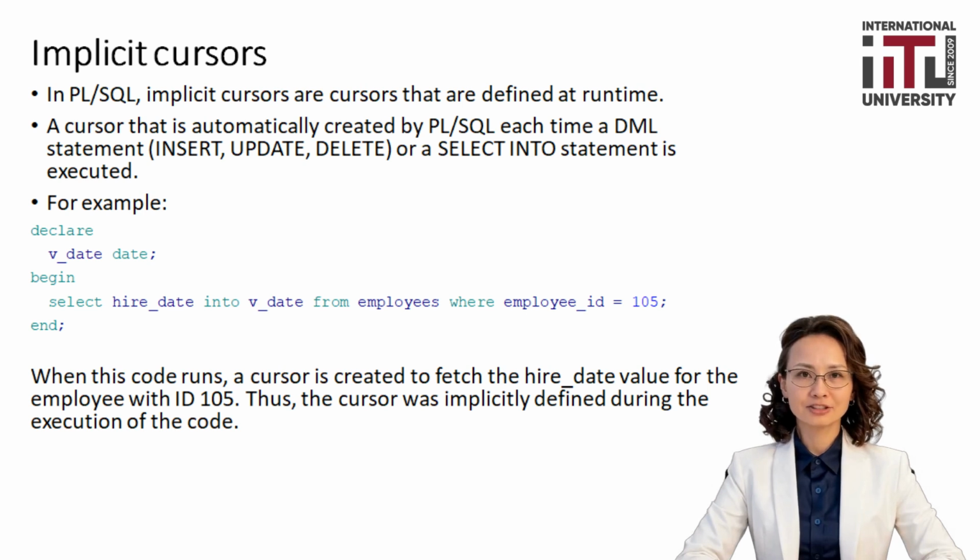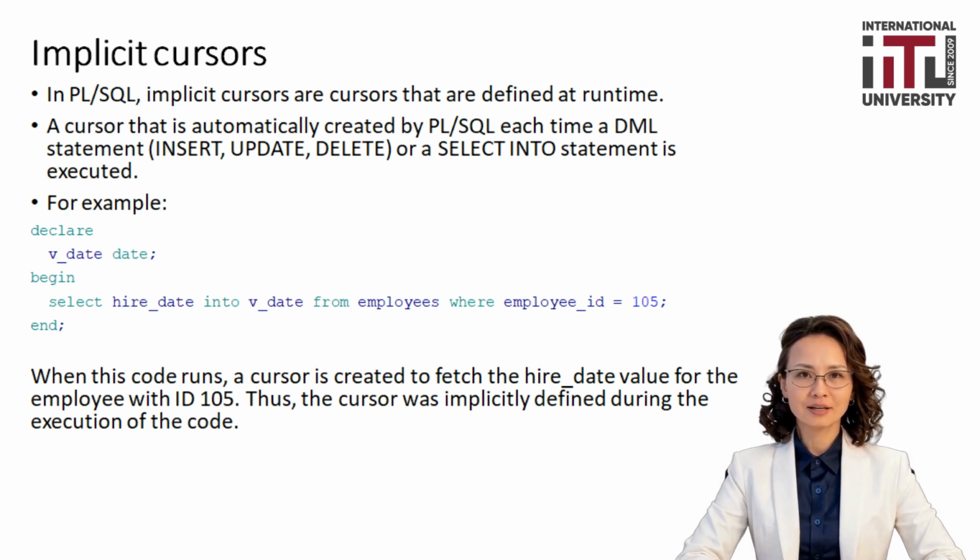In PL/SQL, implicit cursors are created automatically at runtime. You do not need to declare them manually. Whenever a DML statement like insert, update, or delete is executed, or when a select into statement is used, PL/SQL creates an implicit cursor behind the scenes.